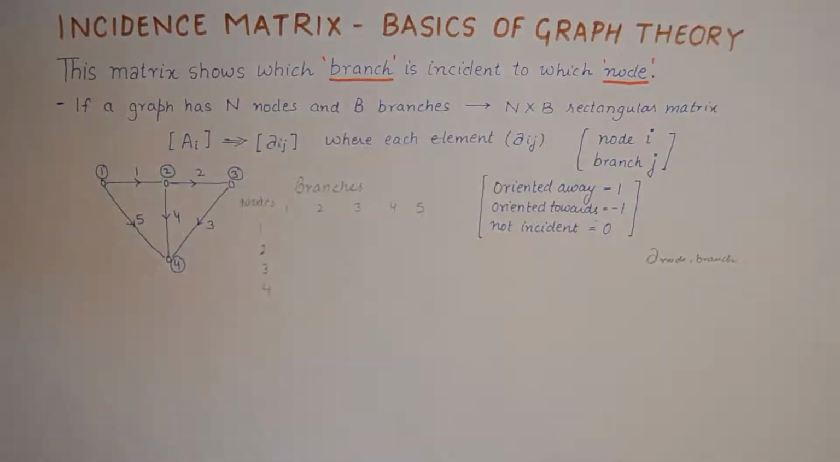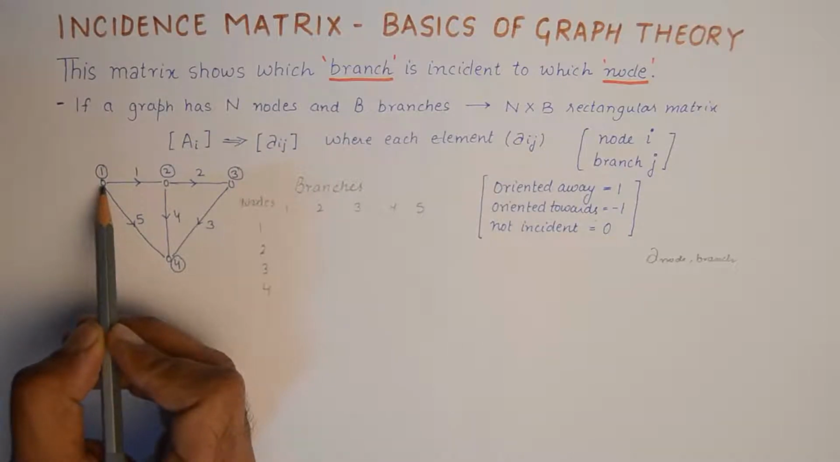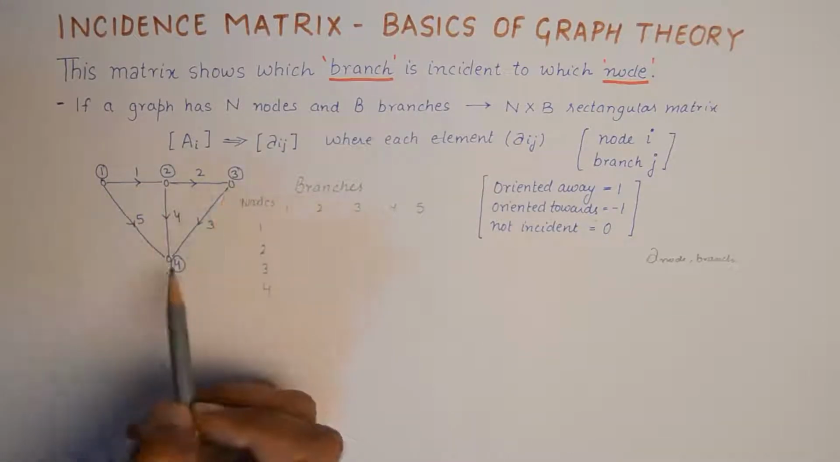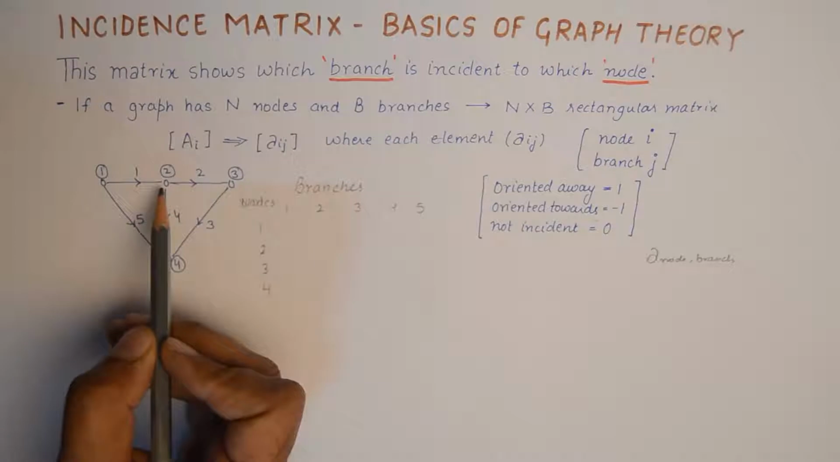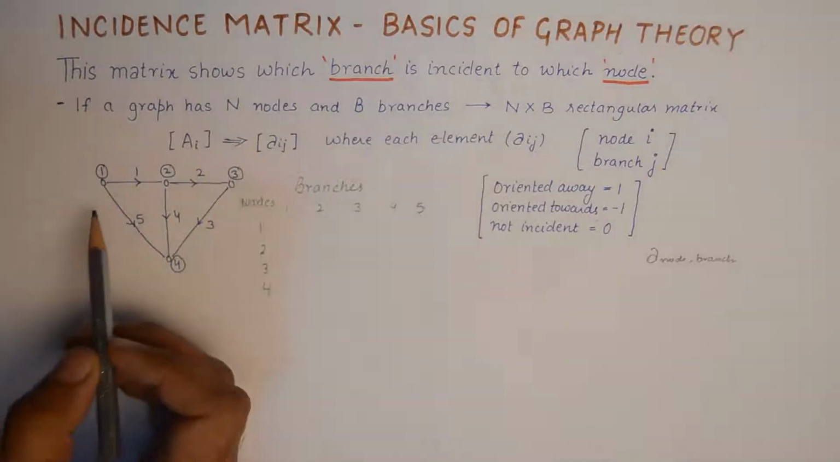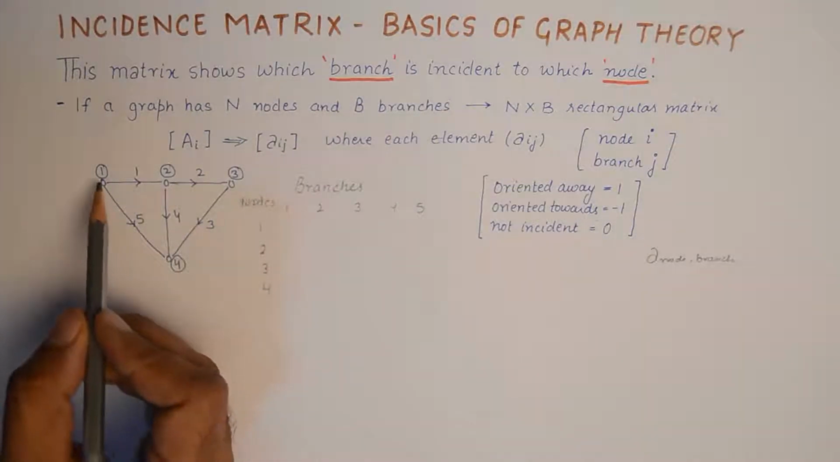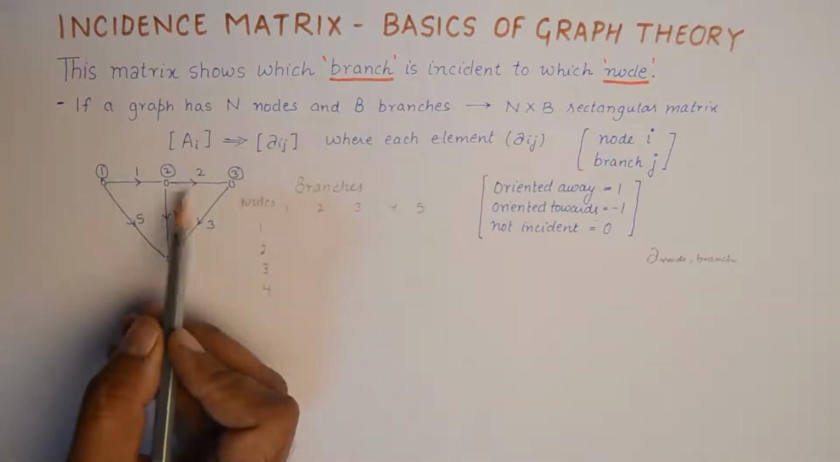This has already been discussed, but still I'll reiterate that the nodes are represented by these small circles or dots, and branches are these lines connecting these nodes in a network. And of course, when you name the nodes, you encircle the numbers. For branches, you do not do that.